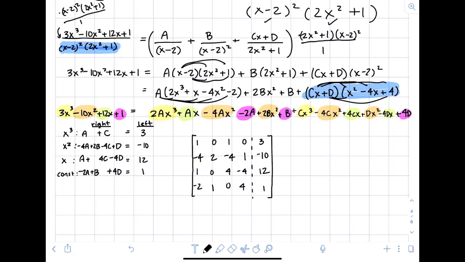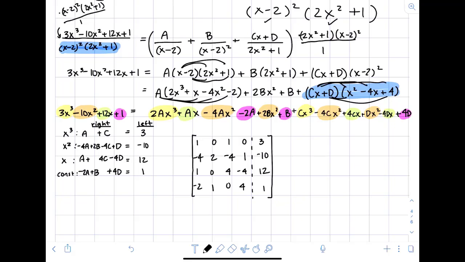So I'm just going to look one more time for our top equation, 1a, 0b, 1c, 0d, 3. Negative 4a, 2b, negative 4c, 1d, negative 10. Third equation, 1a, 0b, 4c, negative 4d, positive 12. And for our last equation, negative 2a, positive b, 0c, 4d, 1. Okay, whew, looks like we made it to the end. So let's go ahead and hop on over to the calculator, and we'll put this information in.